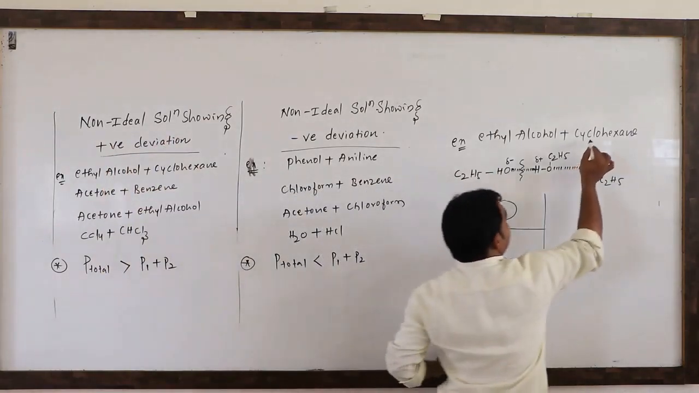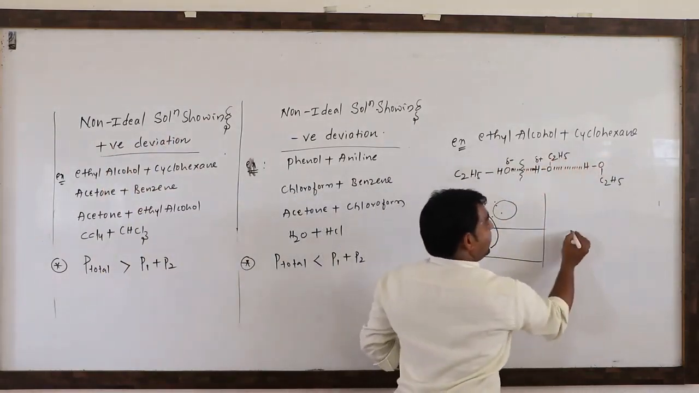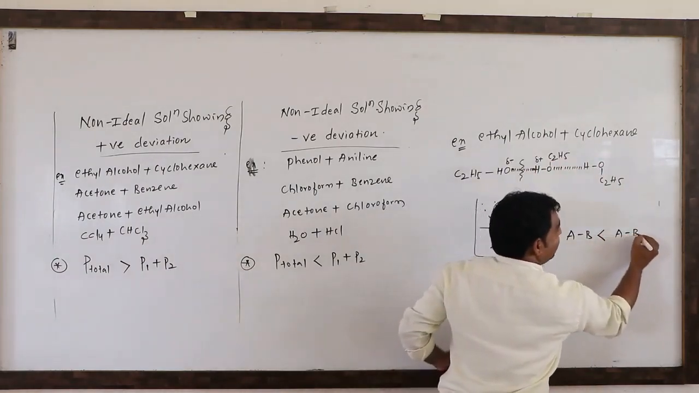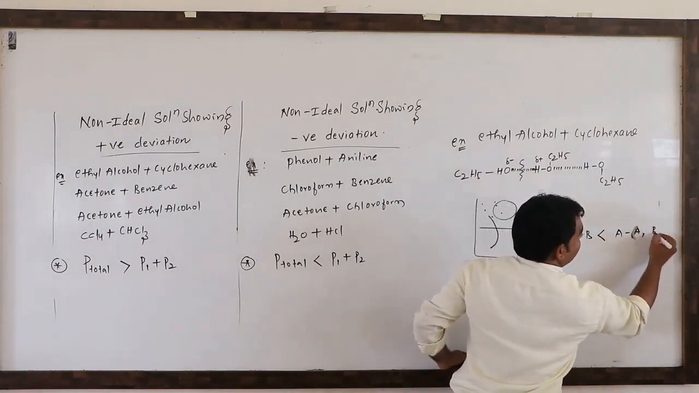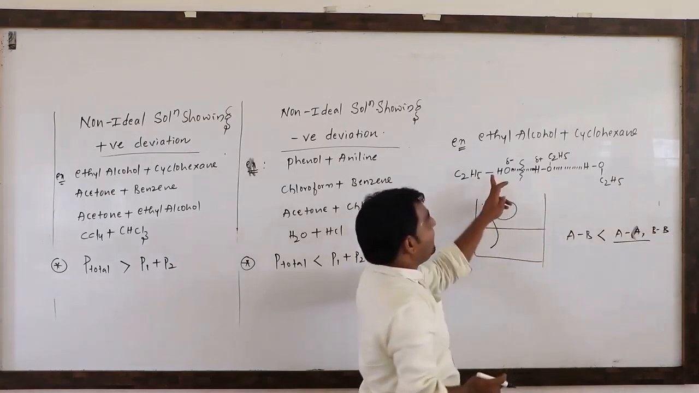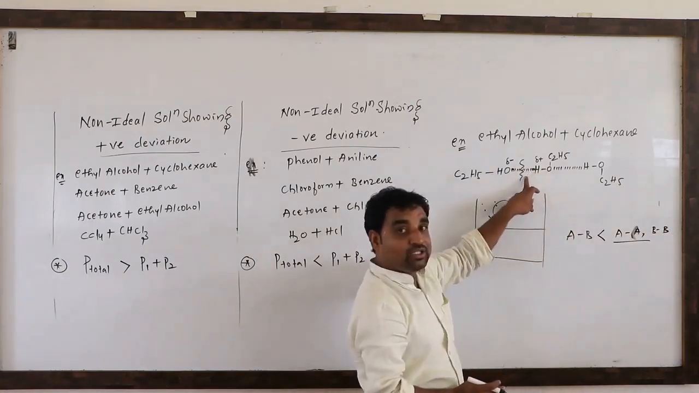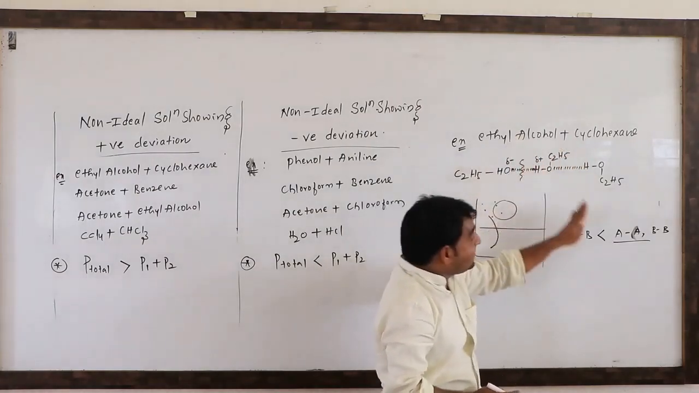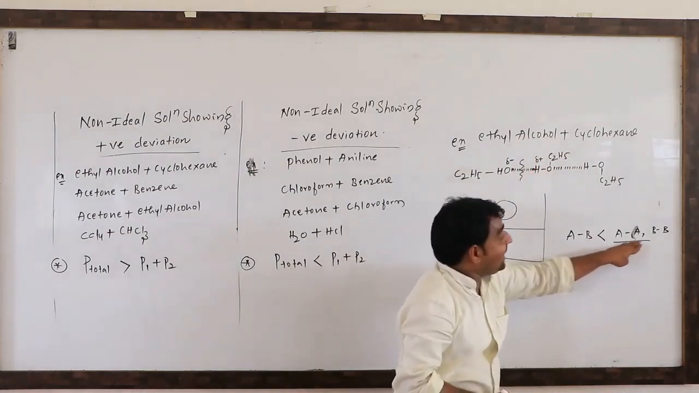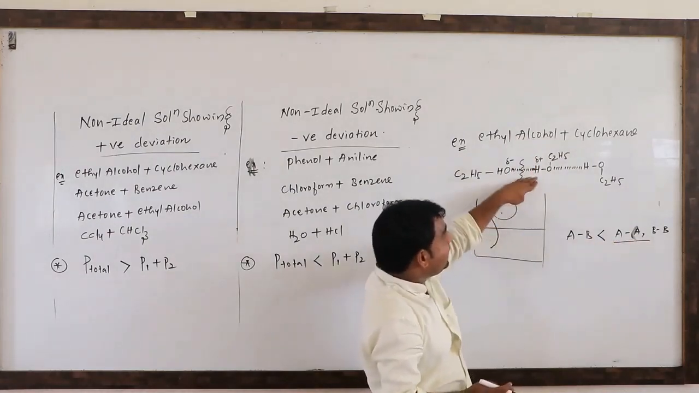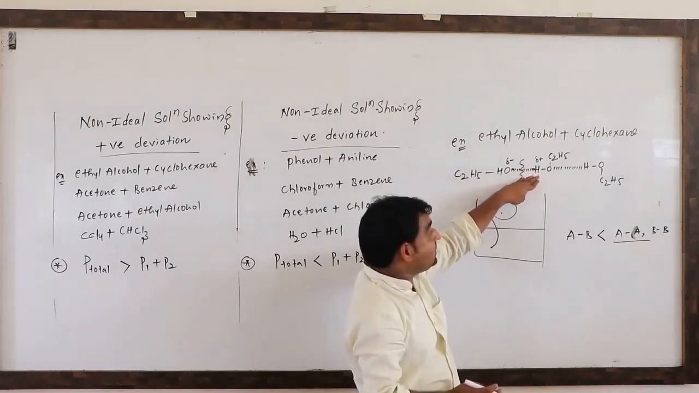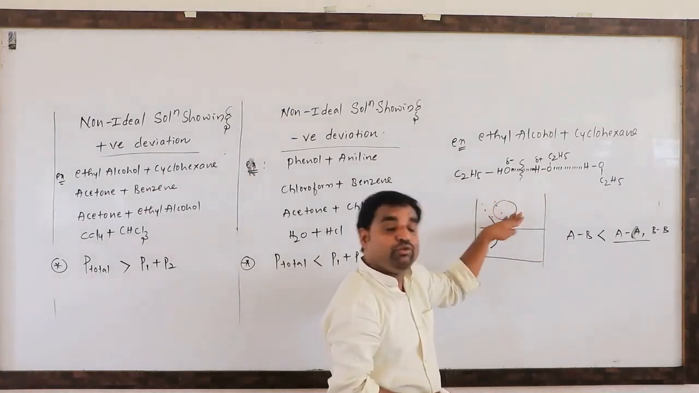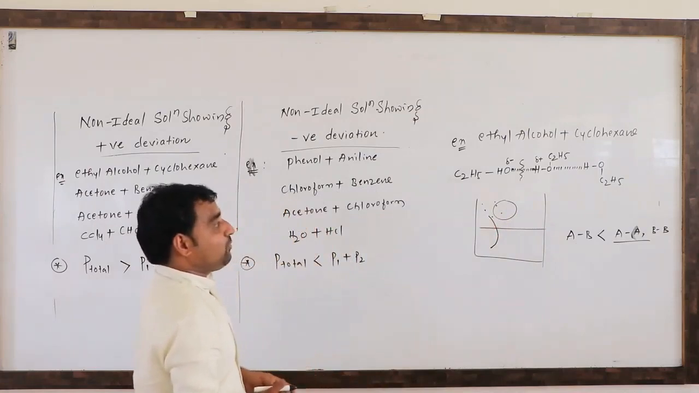In such cases, when we add cyclohexane to the ethyl alcohol, the AB interactions will be weaker. AB interaction will be weaker than AA and BB. AA means, for example, ethyl alcohol having strong hydrogen bonding. When we add cyclohexane to this, the bond will be broken here, hence the interaction will be less than AA and BB. If the interaction is decreased or weakened, the tendency to escape from the solution increases, hence we expect more vapor pressure than predicted by Raoult's law.